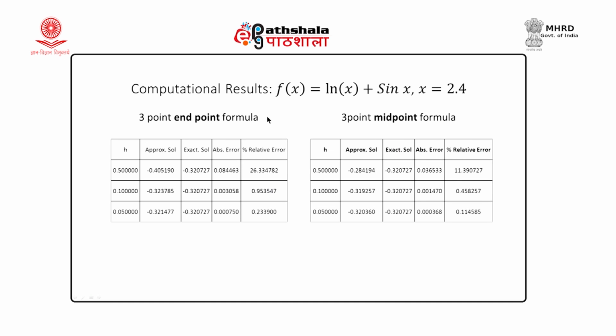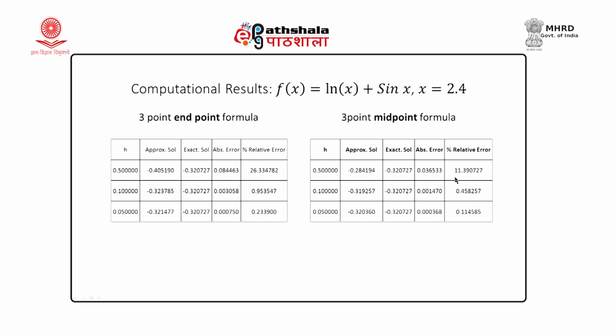So, if we look at the 3-point endpoint formula, for h equal to 0.5, h equal to 0.1, h equal to 0.05, our approximate solutions are minus 0.405190, minus 0.327 and minus 0.321477. Exact we have seen it, errors are 0.084, 0.003 and 0.0007. So, as we are reducing the step size, errors are decreasing, relative error has come down from 26 to 0.95, less than 1%, if we reduce h to 0.1 and then 0.2339%.